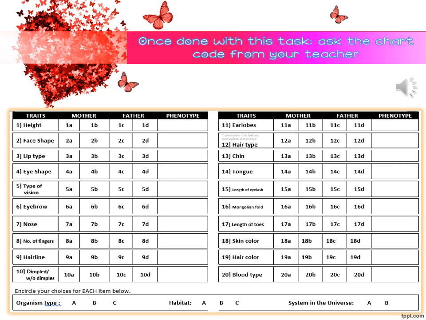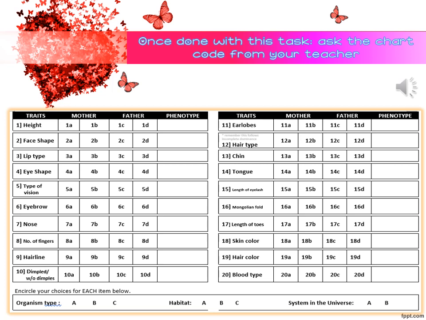Page 2 of your activity sheet is a paper where you can find two tables. First table has items 1 to 10, and the second table items 11 to 20. And in each table, you can find labeled columns. First column is about the traits. Second and third column, mother. Fourth and fifth column, father. And last column is phenotype.